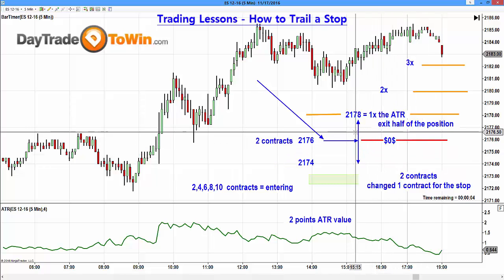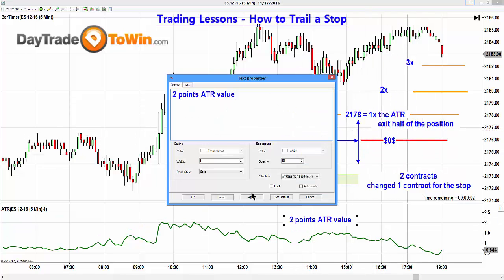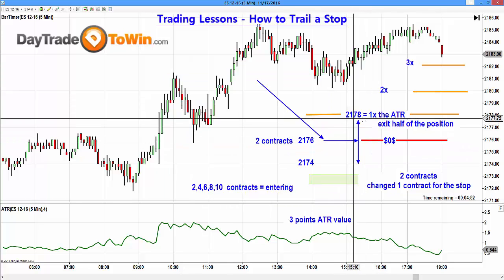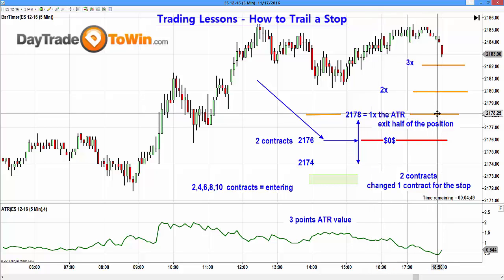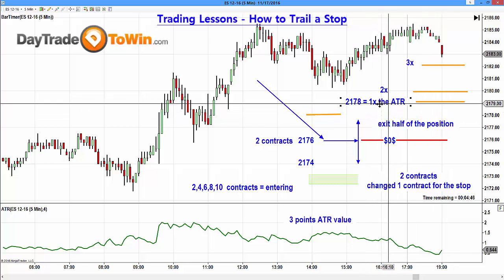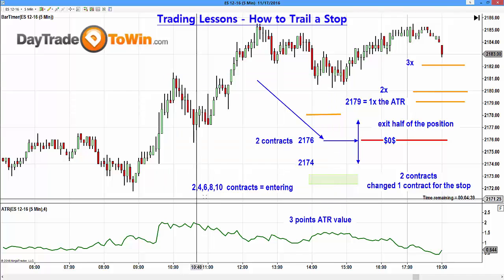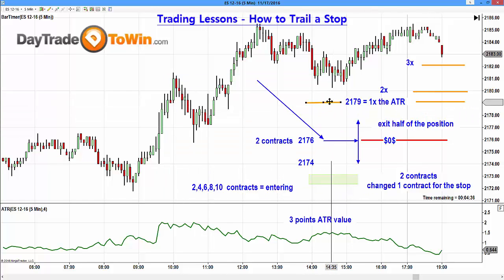Now let me give you another example. The ATR, instead of being 2, let's say the ATR is 3. A little bit more active, 3 points on the ATR. We're going to use the same values, 2176. Once the market makes 1 times the ATR, that would be the equivalent of 2179. So at 2179, 1 times the ATR, half your position comes off. You're left with the remainder half of your position.